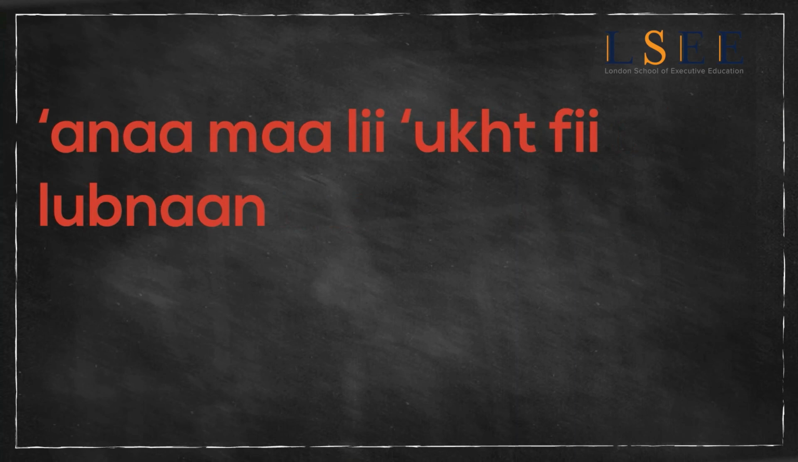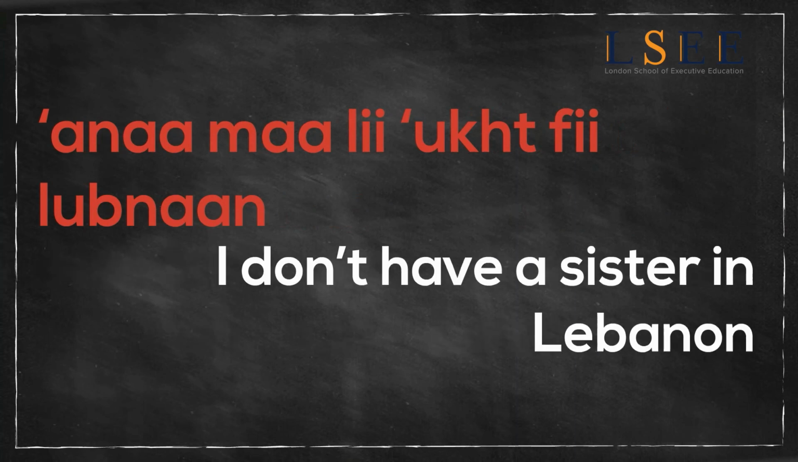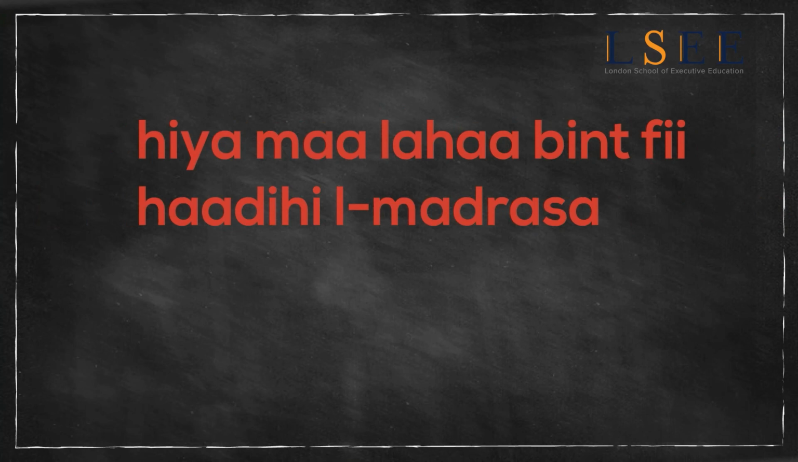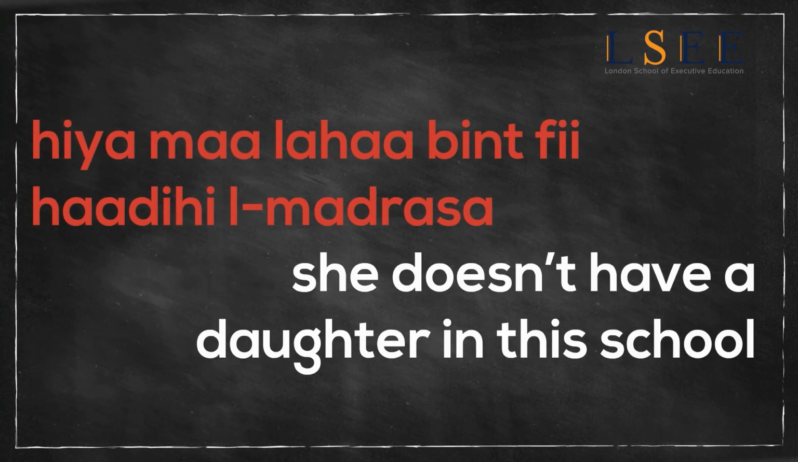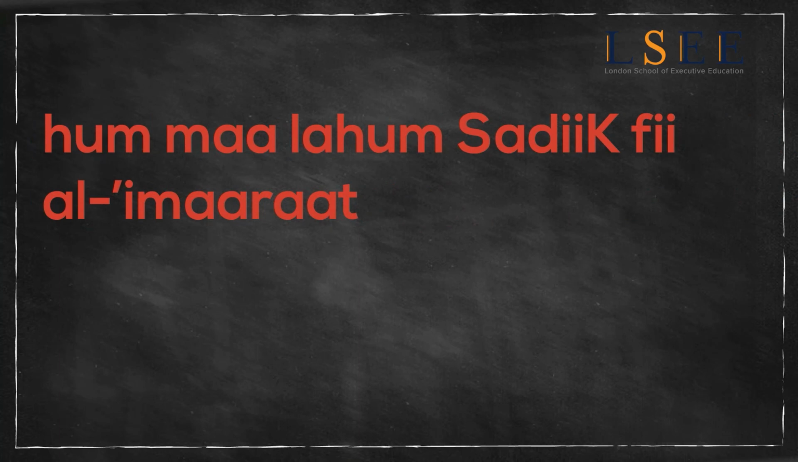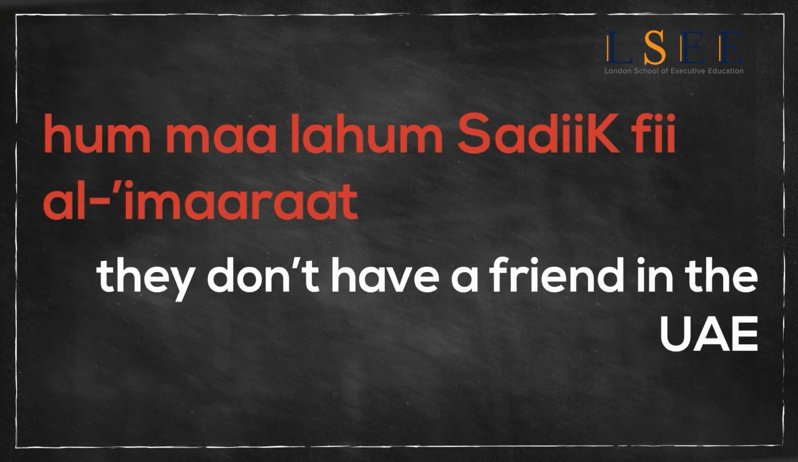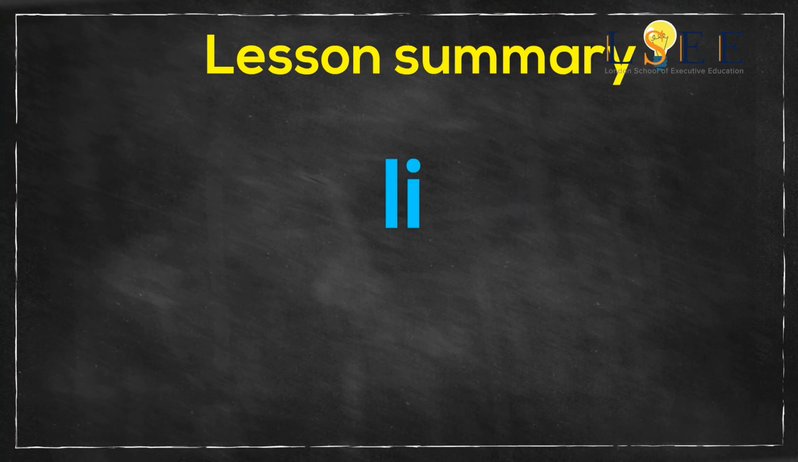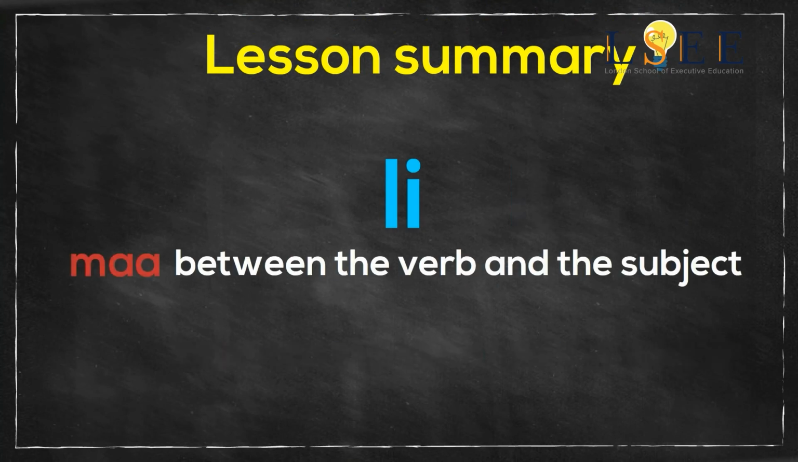Examples: أنا ما لي أخت في لبنان. هي ما لها بنت في هذه المدرسة. هم ما لهم صديق في الإمارات. In this lesson, we learned how to negate لي by simply inserting ما between the verb and the subject.